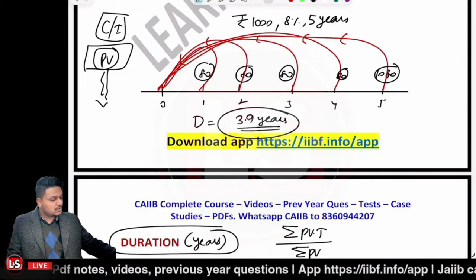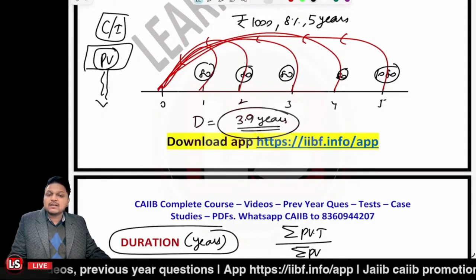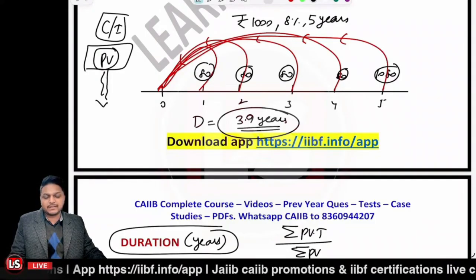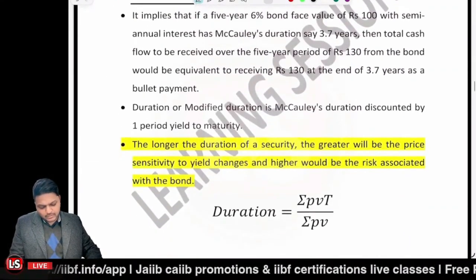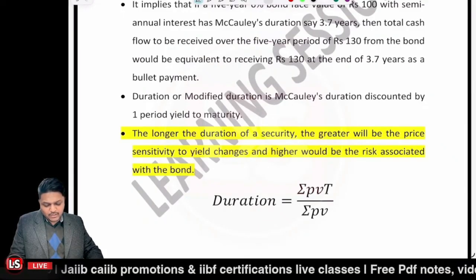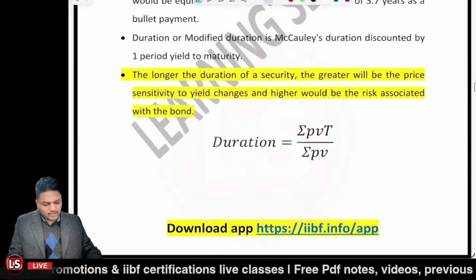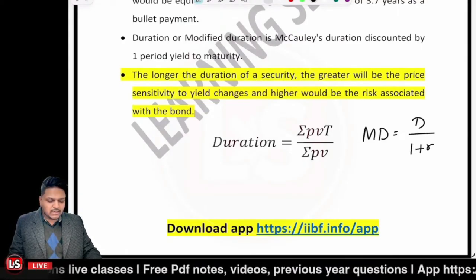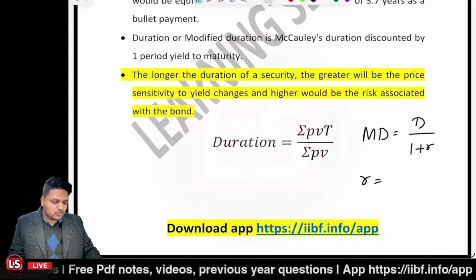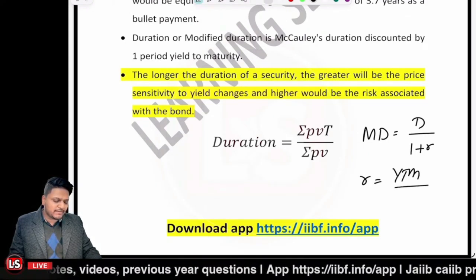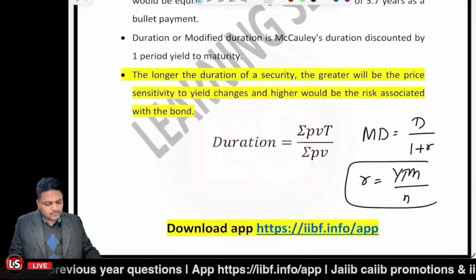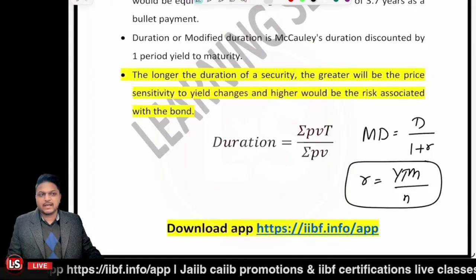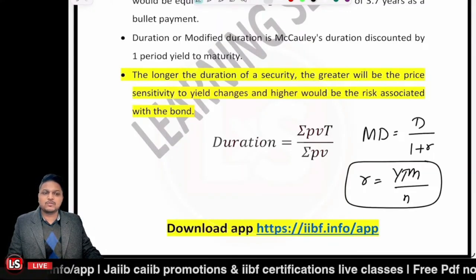Duration is mentioned in years, right? Is that clear to you? And there is a concept of modified duration also. Modified duration is equal to D divided by 1 plus small r, where D is duration and r is equal to YTM, yield to maturity, divided by the frequency of the coupon, right? So these are the formulas, and we'll be solving a numerical based upon it, don't worry.